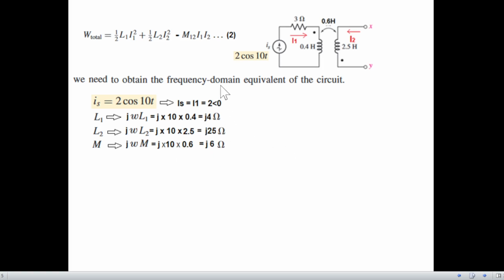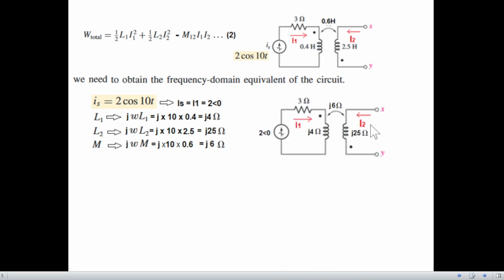Now we'll plug in these values into the frequency domain circuit. So this is our frequency domain circuit. The current has been replaced by 2 angle 0, and the 0.4 Henry will now be j4 ohm from here. Then this is j25 ohm and this is j6 ohm. Now we'll solve this circuit.